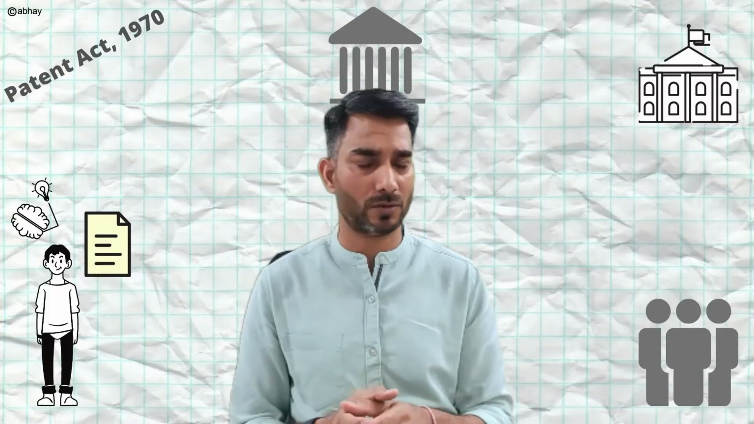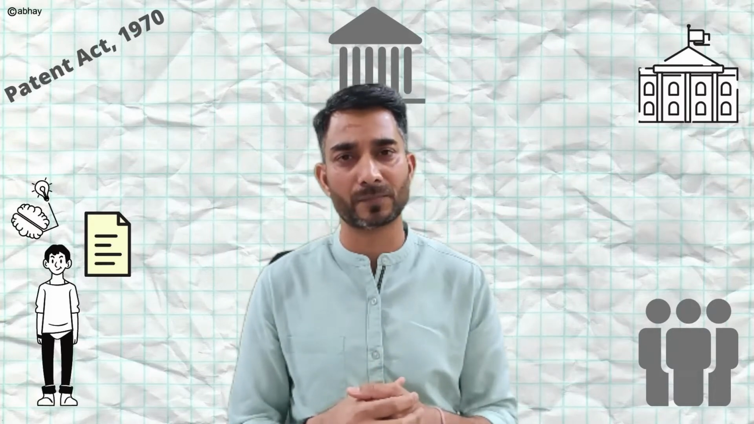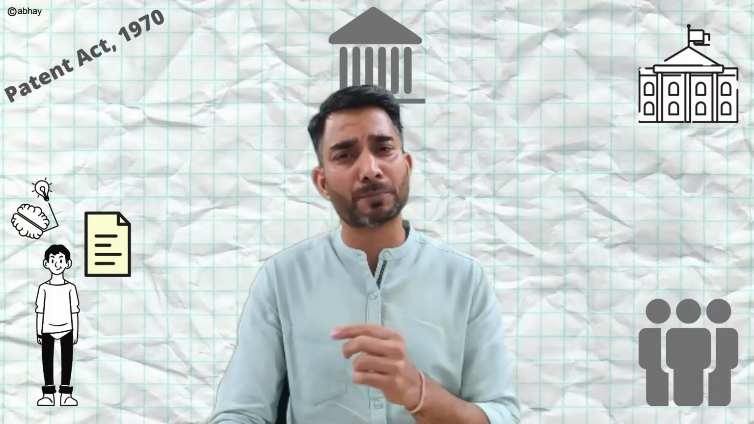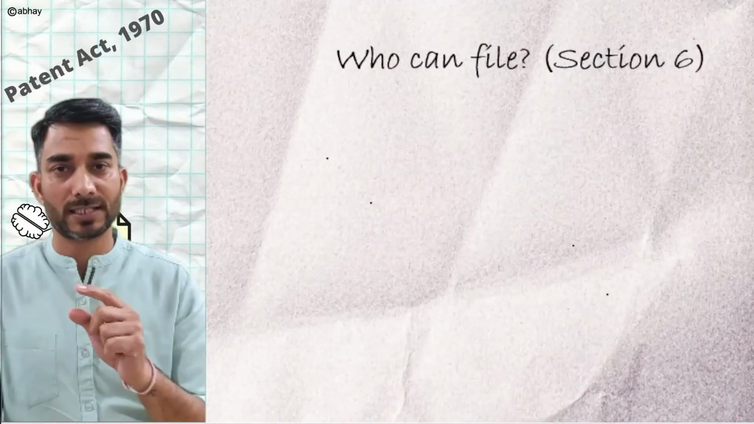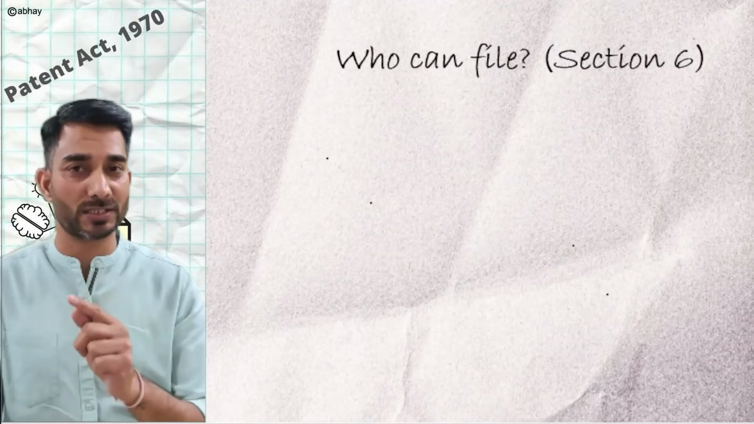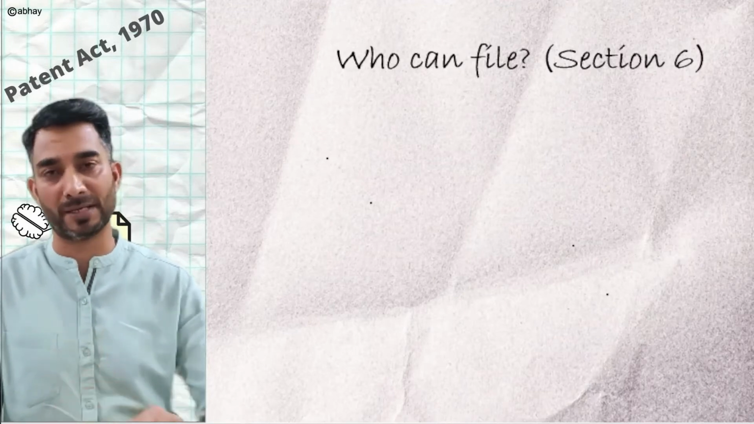You yourself, or your employer, or your professor, or the university where you study? Who has the right to apply for a patent? Is there a guideline which can help us to understand who is the right person to apply for a patent? Section 6 of the Patent Act helps us to understand the situation in a better manner.